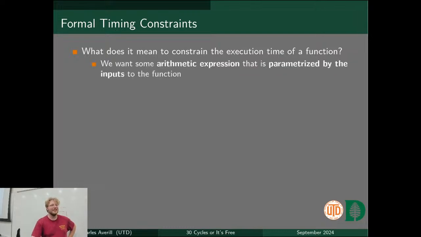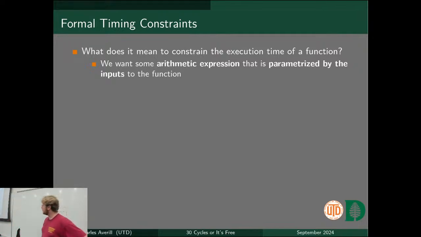Maybe. I was going to say that we need some arithmetic expression that tells us how many clock cycles it has, right? That's the kind of time constraint we're interested in. Some number, right, that says this is how many clock cycles this code takes. That's good. We like that.